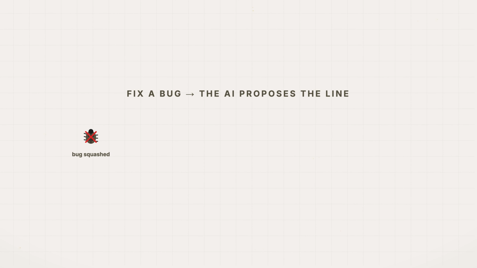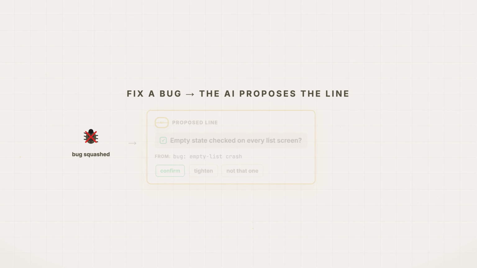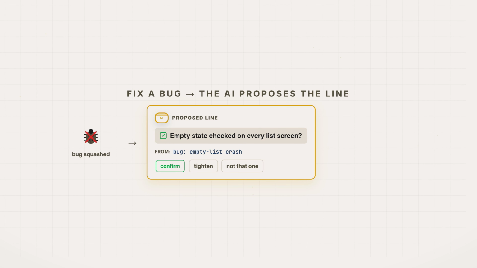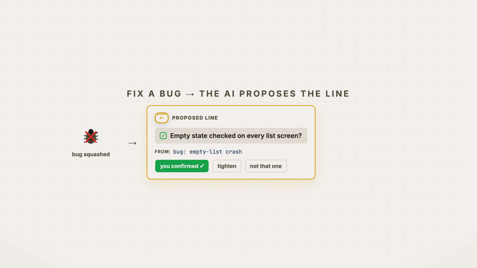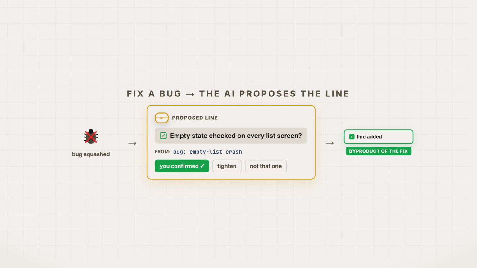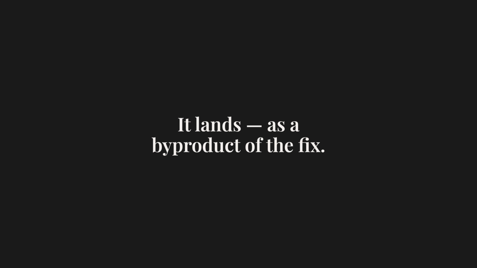And watch what that does. Now, the AI is the one who remembers the move you'd have skipped. You squash a bug, and before you can close the tab and forget, the AI stops you. Here are the 2 questions, and here's the line I think your checklist needs now: empty state checked on every screen that shows a list. And here's the bug it came from. You read it, you tighten the wording, or you confirm it, or you say "not that one," and the line goes on the list. So the checklist grows as a byproduct of fixing bugs you were already going to fix, instead of being one more chore you have to remember on top of the fix.